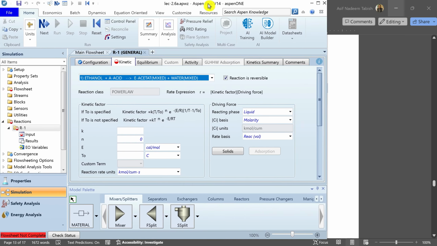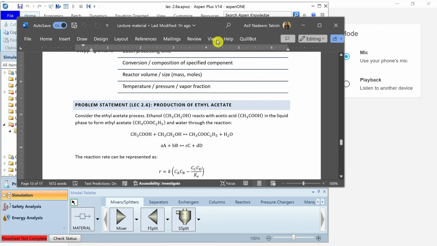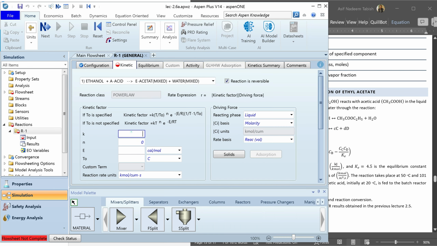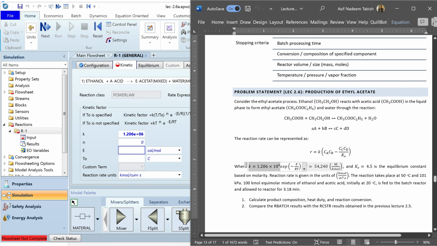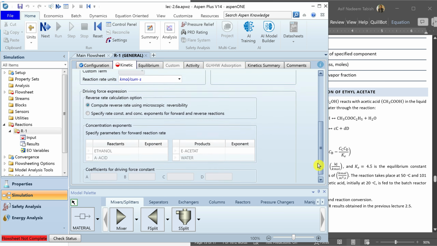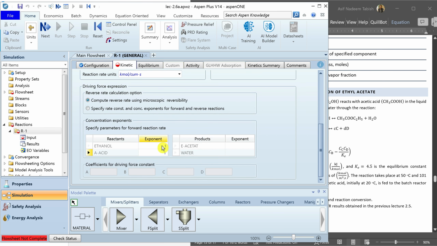Slightly let's reduce the window to open the Word document in parallel. So the rate constant K is 1.206 times 10 to the power 6. Activation energy is 54,240 kilojoules per kilomole. Rate basis is volume, reacting phase is liquid, concentration is molarity, all these are fine, as well as reaction rate units in kilomoles per cubic meter per second. This is also fine. Exponent for the reactants is 1 and for the products for the forward rate is 0.